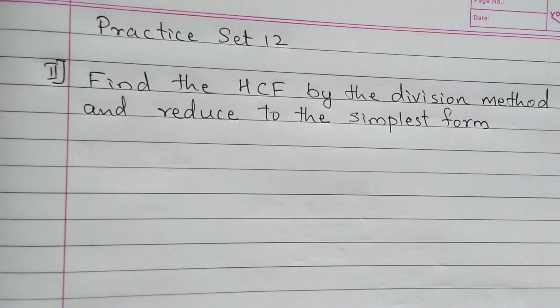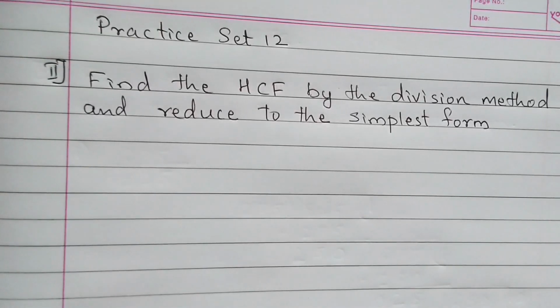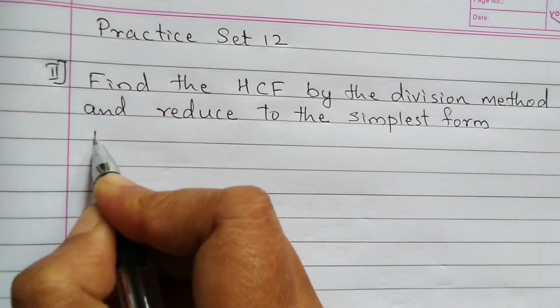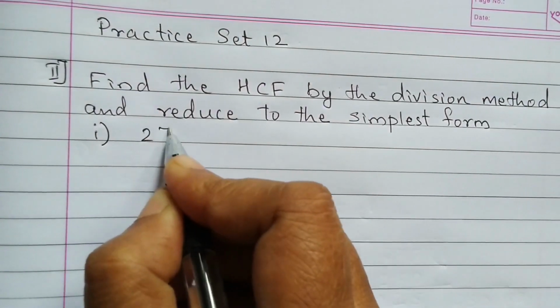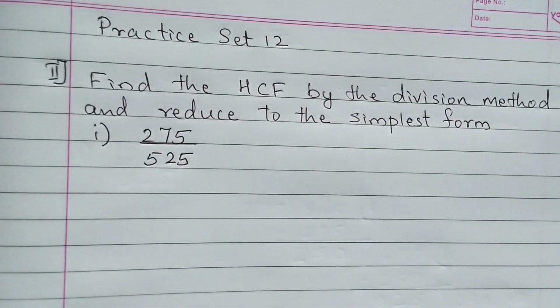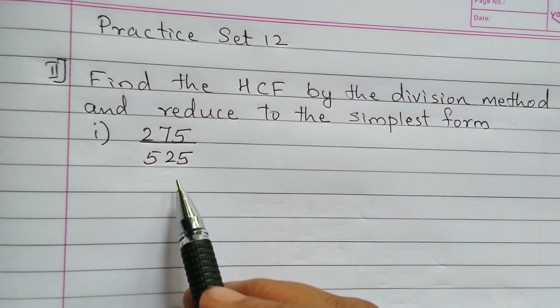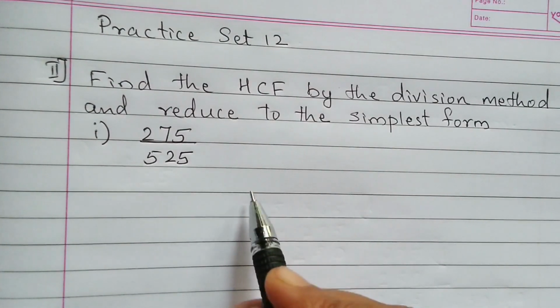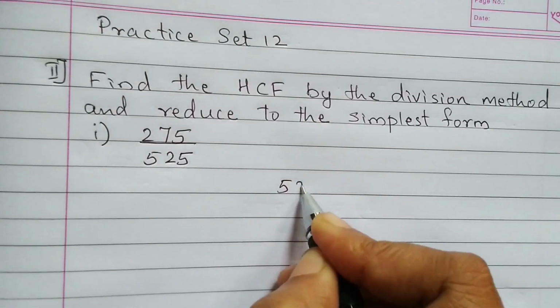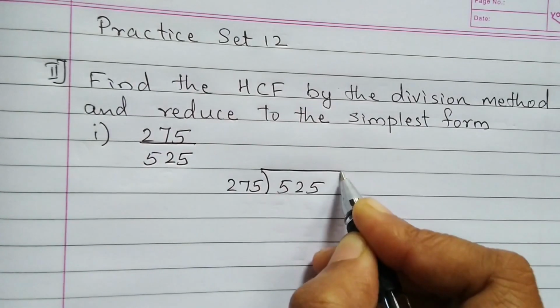Now let's see the second question of practice set number 12. The question is, find the HCF by division method and reduce to the simplest form. The first question here is 275 upon 525. You have to use the division method here to find the HCF and then reduce this to the simplest form. Division method means first you have to divide the bigger number by the smaller number. That means you have to divide 525 by 275. How many times will it go?